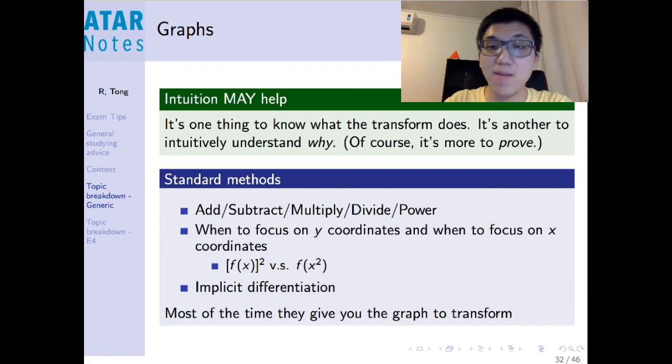And most of the time, they're going to be giving you a graph and they're going to ask you to do stuff with it. They're usually not going to make you do something like, say, graph each of the sine x, each of the inverse sine x, or something like that. They'll give you the graph and they'll tell you to do stuff with it instead.